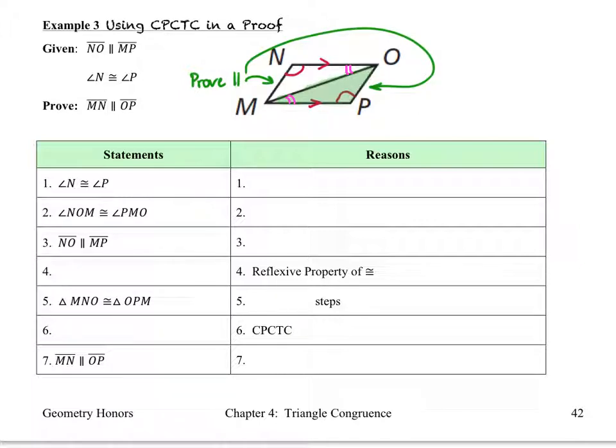So in statement number 1, we've got angle N is congruent to angle P. Of course, that was information that was given to us in the problem. And that's the first angle that we're going to need to prove congruence.